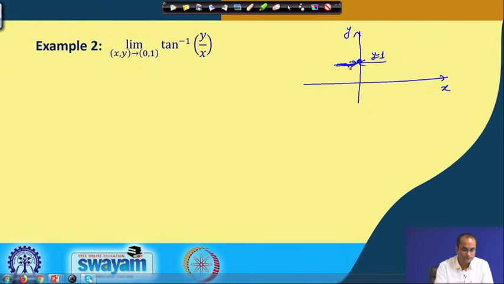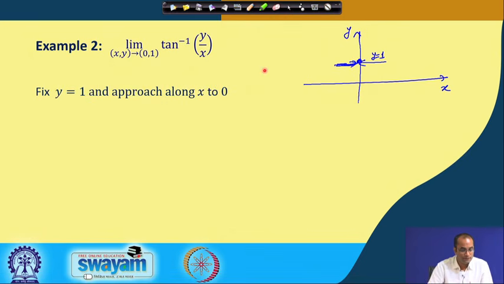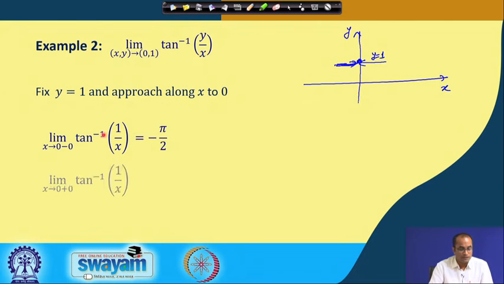So, in this case, if we fix y is equal to 1 and then approach x to 0 from these two directions. If we go from the left hand side as x goes to 0, tan inverse 1 over x. Note that if x is negative, then 1 over x will be negative. So, as x approaches 0 from the left, this 1 over x will approach minus infinity. So tan inverse of minus infinity we will get minus pi by 2.